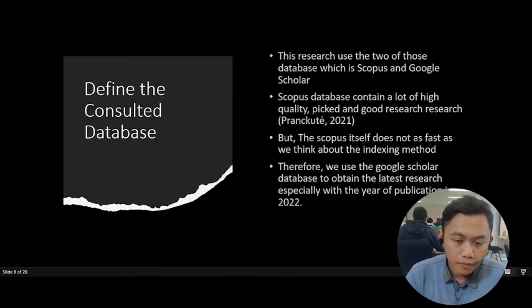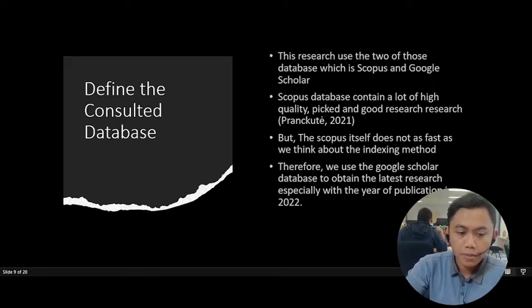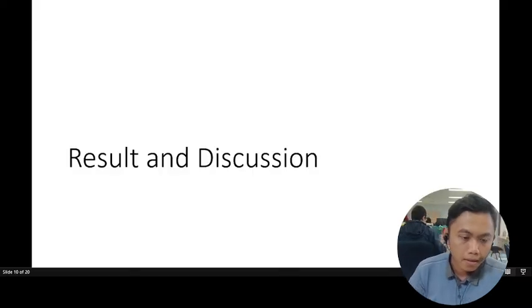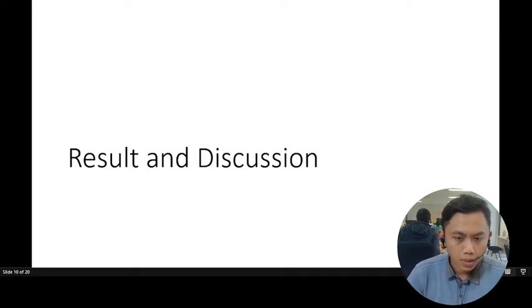But Scopus itself is not as fast as we thought in its indexing method. The very latest research, especially in 2022, is not indexed very fast in Scopus. Therefore, we use Google Scholar because Google Scholar has a much faster indexing process, especially in 2022. So after we applied the inclusion and exclusion criteria, we found the papers and selected the best papers, and we have the result here.